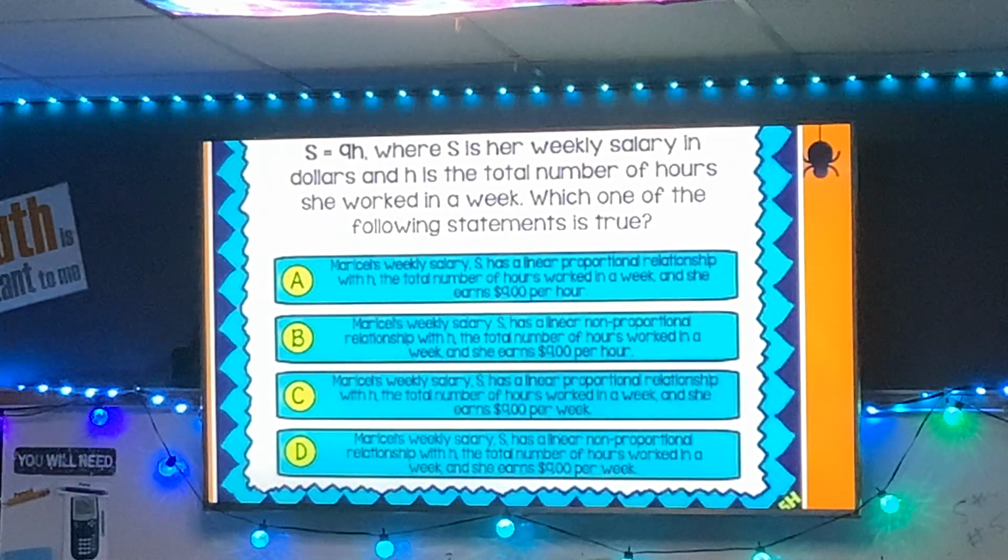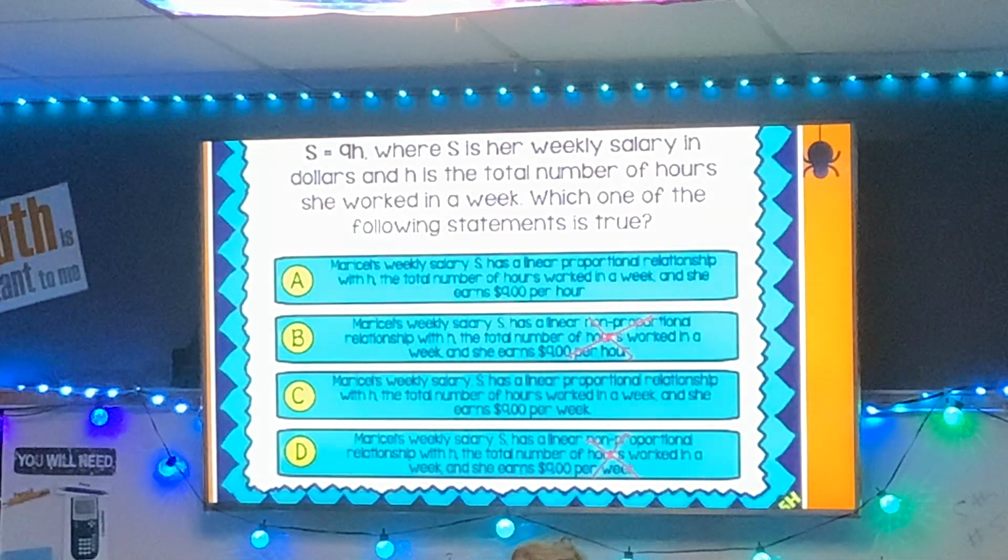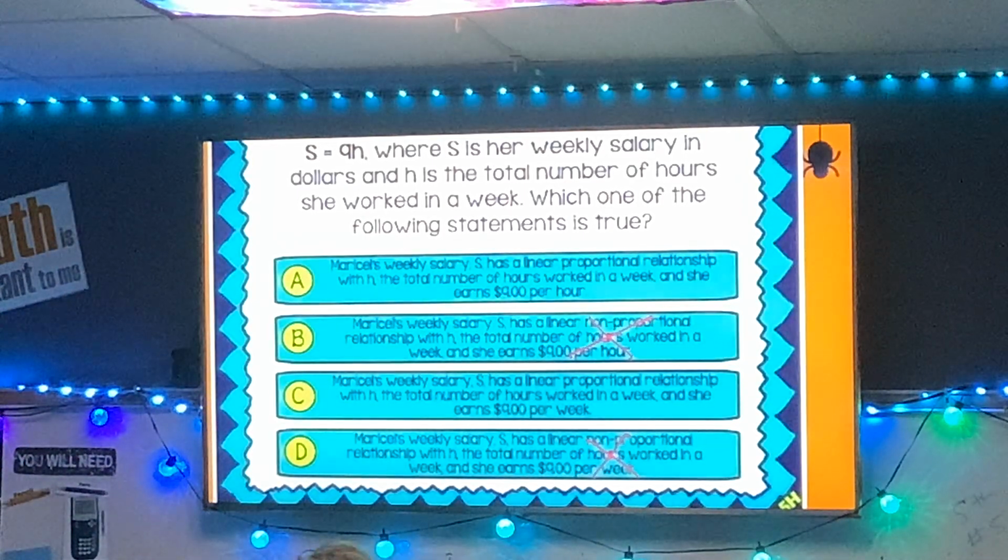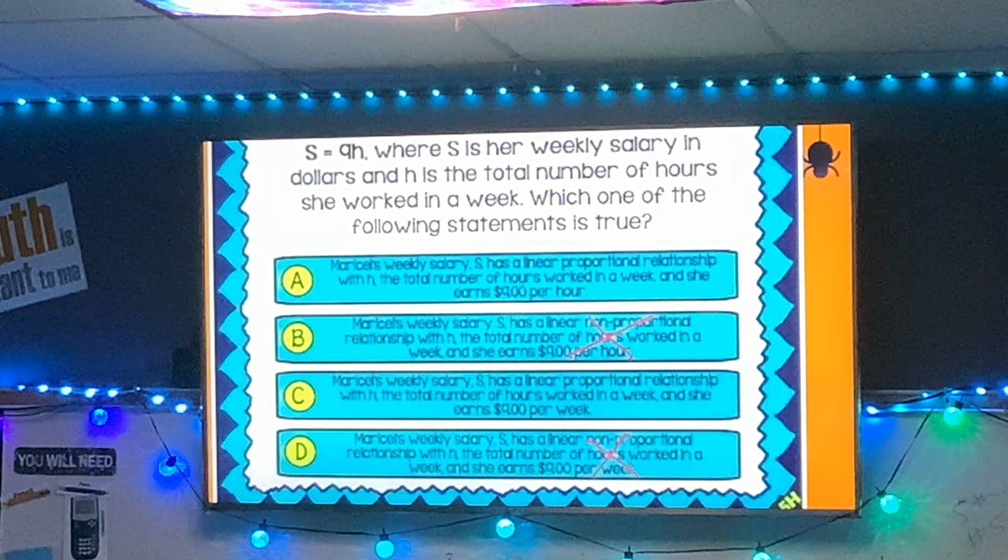Proportional. So I could automatically mark out B and D. I'm now down to a 50-50 chance of getting it right. You have to be careful with the letters. It says, where H is the total number of hours worked in a week, which one of the following statements is true? Marcella's weekly salary, S, has a linear proportional relationship with H. That is the same thing as there too. Those say the exact same things from there to there. Just so you know that.